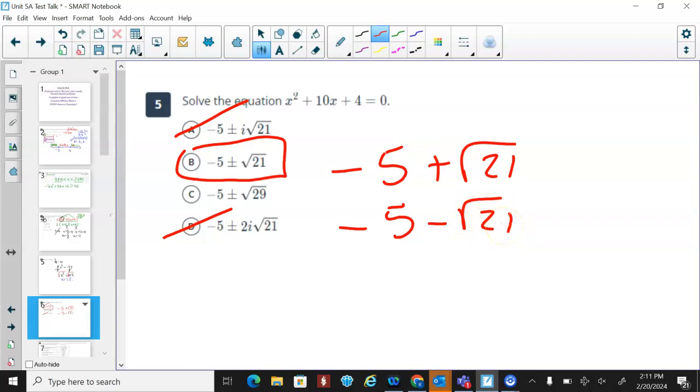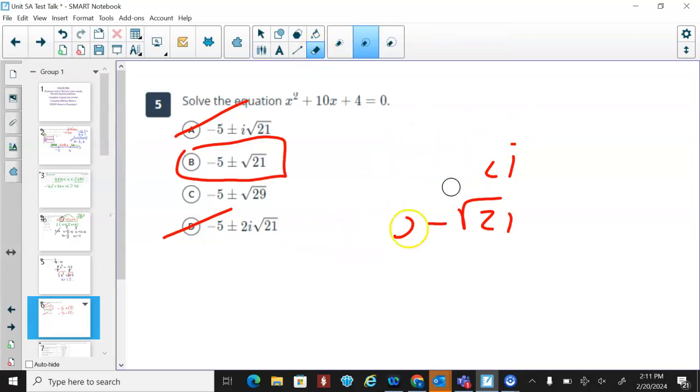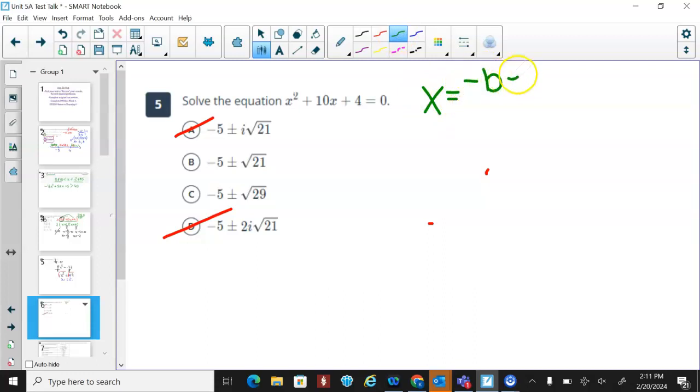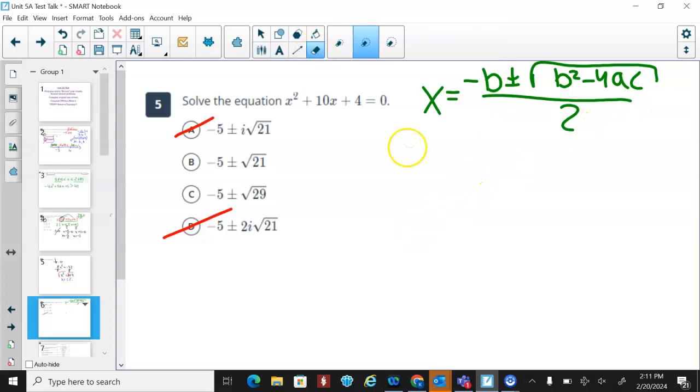But again, if I have to prove my work, then I would have to solve it. So to prove my work, I know that A and D definitely it's not it. I'm eliminating it. So what I'm going to do is use the quadratic equation and plug it in. So I got -b plus or minus square root of b squared minus 4 times a times c, divided by 2a. So now let me use this quadratic equation to plug in those answers.